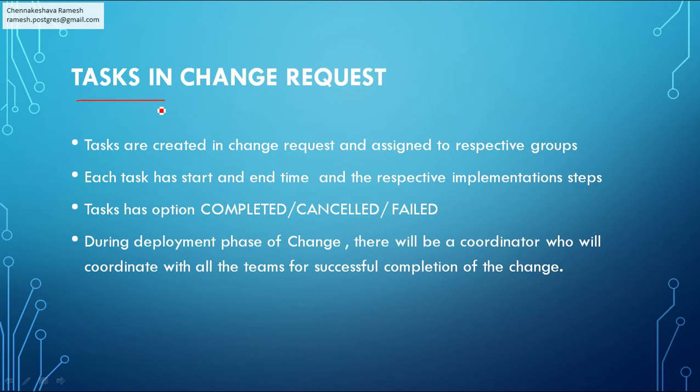During the deployment phase of a normal change, you will have a change coordinator also. Now, what is the role of a change coordinator? He has to coordinate, because you have multiple tasks, multiple groups involved. So he will contact the first team and ask them to complete. If it is successful, he will ask the second team to start their activity. Similarly, he will coordinate and successfully complete the change. That particular role is called the change coordinator. So for every change request, we need to have a change coordinator also.